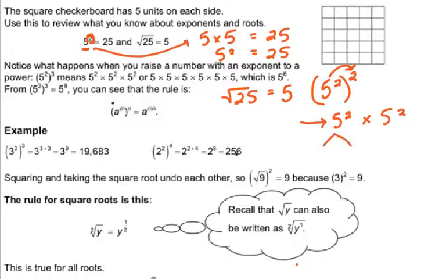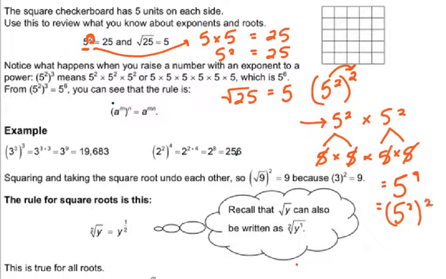What do we know that 5 squared is? It's 5 times 5, and the other 5 squared is also 5 times 5. So when we expand that out, we have 5 times 5 times 5 times 5. Now, what if I put this into one exponent? We have 1, 2, 3, 4, so 5 to the 4th is the same thing as 5 squared, squared.